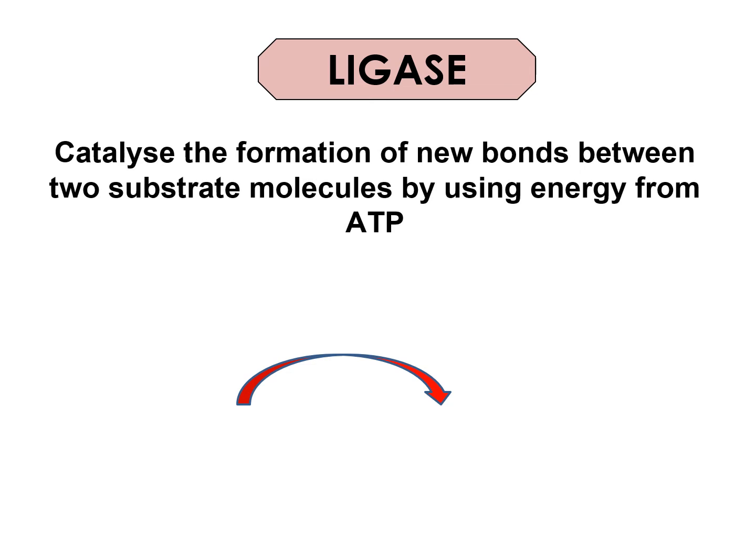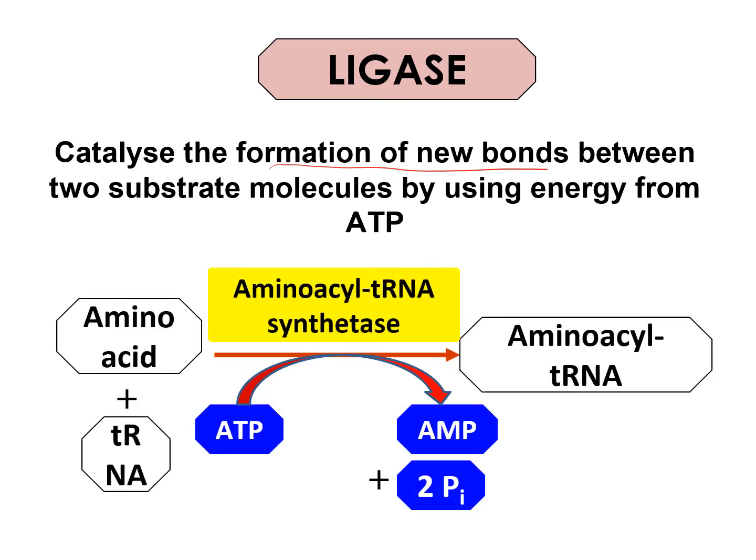Ligase catalyzes the formation of new bonds between two substrate molecules by using energy from ATP. So ligase forms new bonds. For example, amino acid and tRNA in the process of translation. So the enzyme is amino acid tRNA synthetase. ATP is involved because it provides energy to form the new bond. Okay.